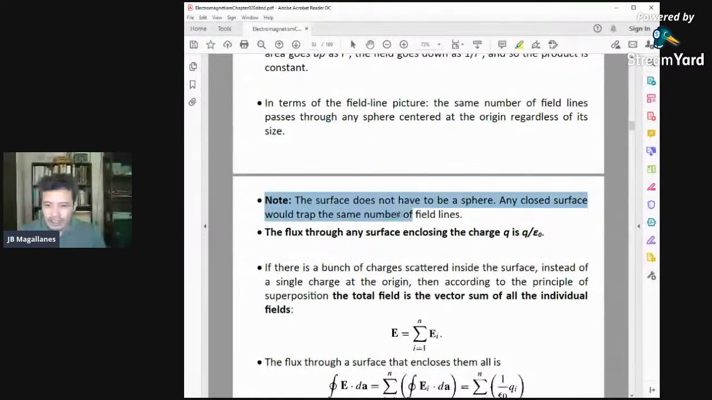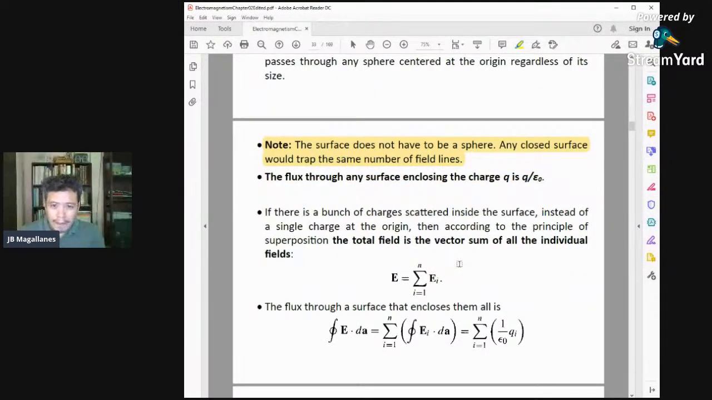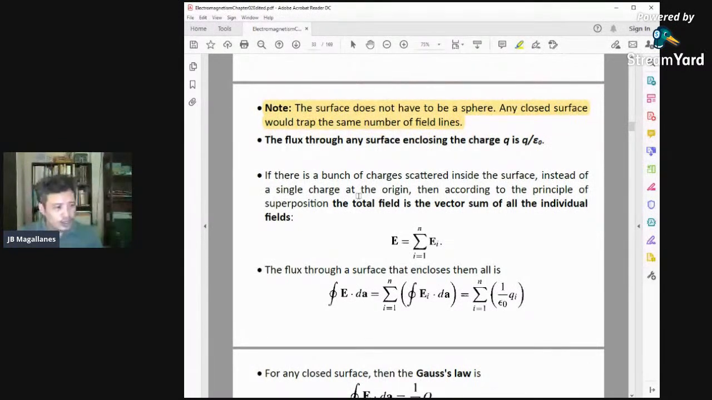So note here again, the surface doesn't have to be a sphere. Any closed surface would trap the same number of field lines or the same flux. So if there are many charges enclosed by a surface, we invoke the principle of superposition. The principle of superposition states that the total field is the vector sum of all the individual fields. So if you trap many charges, each charge exerts a field and you sum up the fields. That's the total effect that comes out of the surface.